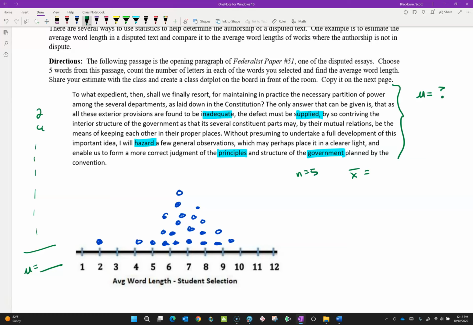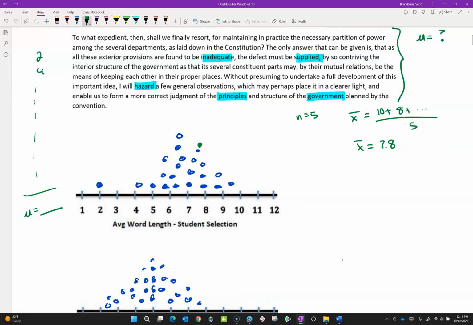1, 2, 3, 4, 5, 6, 7, 8, 9, 10. 1, 2, 3, 4, 5, 6, 7, 8. I'd add up all the word lengths that I got, divide by 5, and get my sample average. Let's just say it was like 7.8. Okay? Then I put a little dot here at 7.8. Okay? So I'd have everyone in the class do that, and then I would record a dot plot.